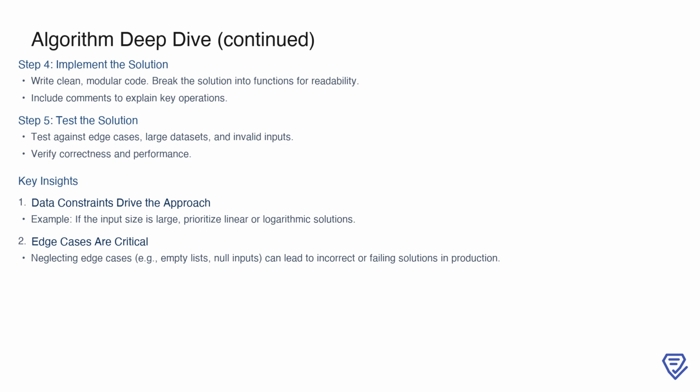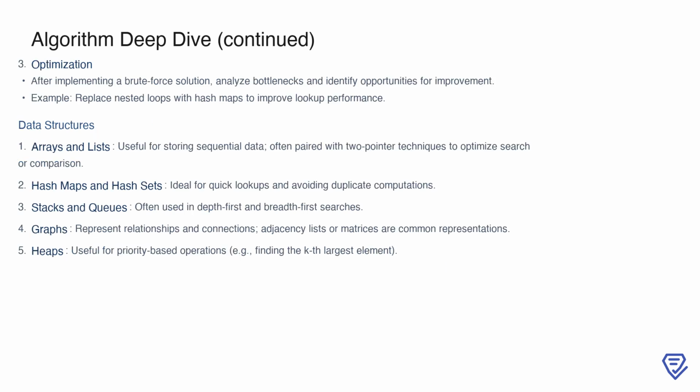Testing with scenarios like null inputs, empty lists, or unusual patterns in the data can reveal weaknesses in your solution that need addressing. Optimization is an essential part of refining your solution. Initially, you might start with a brute force method to get a working baseline, but it's important to analyze its bottlenecks and look for opportunities to improve. For example, if you're using nested loops, consider replacing them with a hash map to reduce lookup times and enhance performance. The choice of data structures can also play a significant role in optimization.